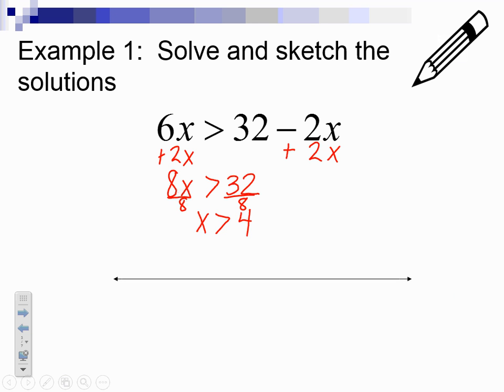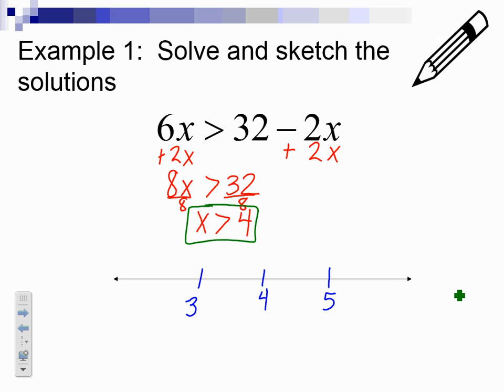Now when we sketch these on a number line, we're going to want to make sure that obviously the number 4 is on our number line and maybe some numbers on either side of it. And then remember, when you sketch these solutions on a number line, we're trying to show all the answers that are greater than 4, since our answer was x is greater than 4.